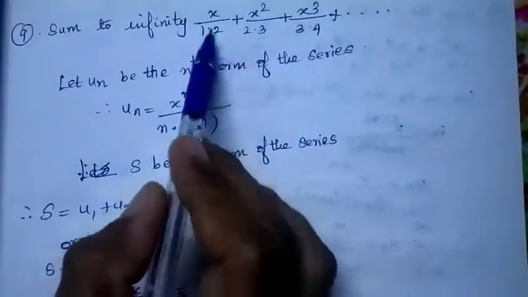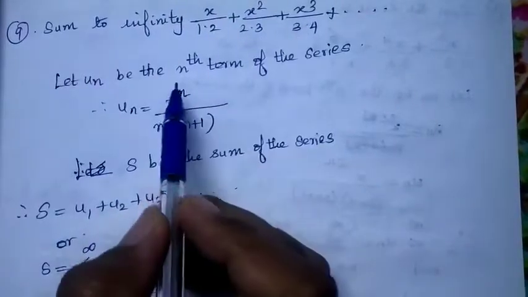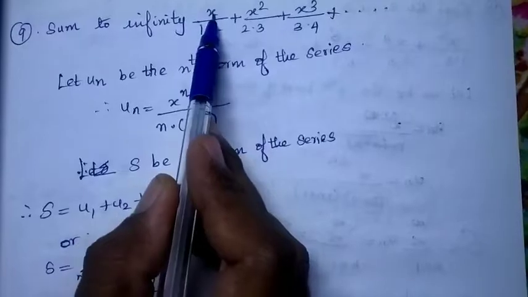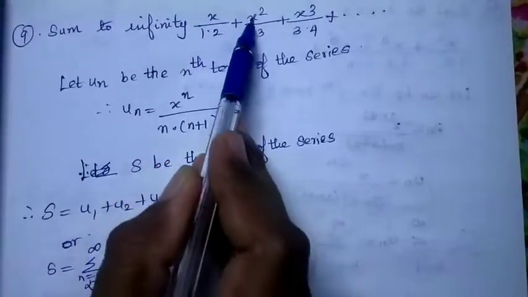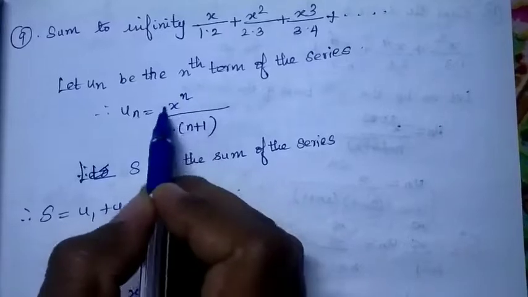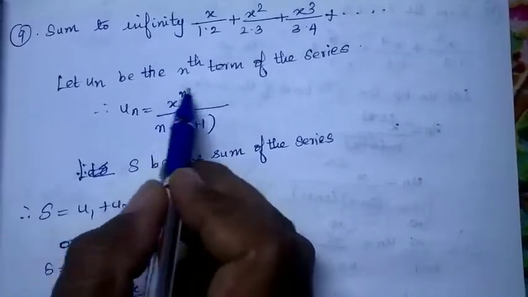So I cannot sum the series directly. What I am going to do is find the nth term of the given series, right? Look at the first term, it is given as x power 1. Second term it is given as x power 2. So nth term will be in the form of x power n, that I have guessed.